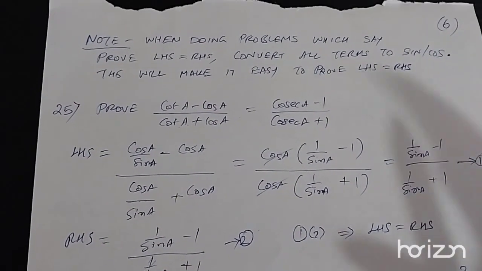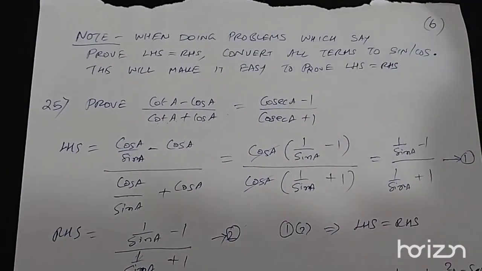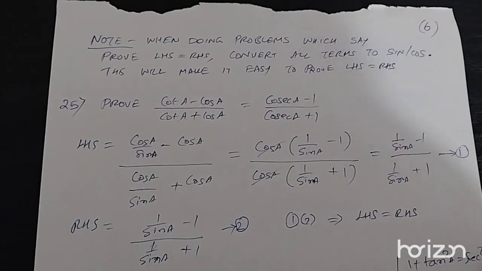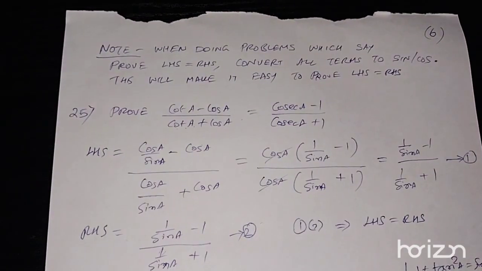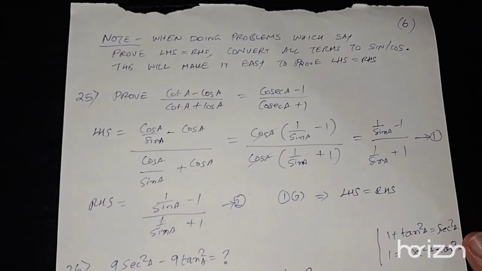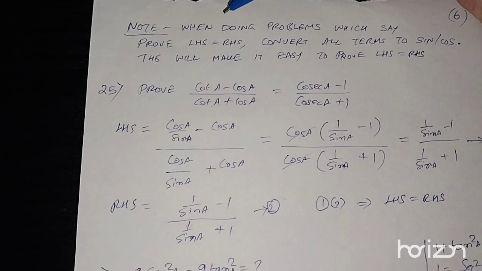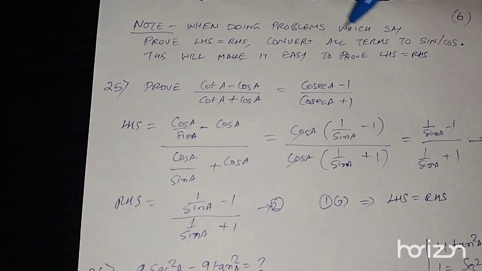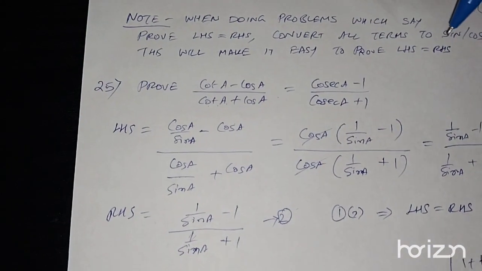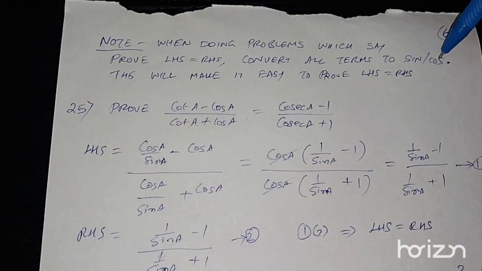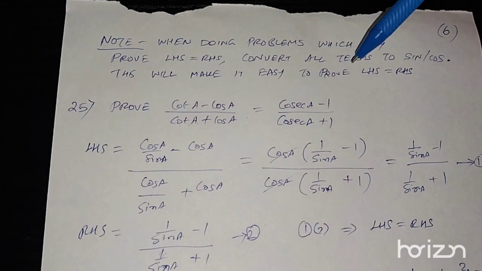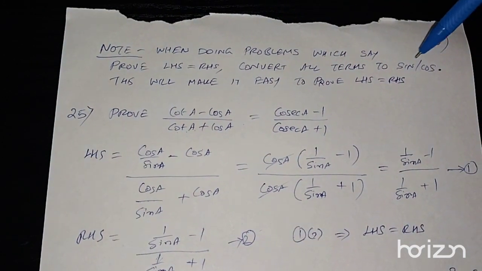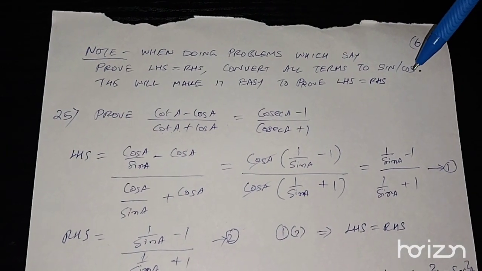Hi friends. So we'll look at the kind of problems which say show that LHS is equal to RHS. Basically, we are saying prove LHS is equal to RHS type of questions. Very important note: when doing problems which say prove LHS is equal to RHS, please convert all terms, whether in LHS or RHS, to sine or cos. This will make it easy to prove LHS is equal to RHS. All the terms you convert to sine or cos, that will make it easy to show the proof.